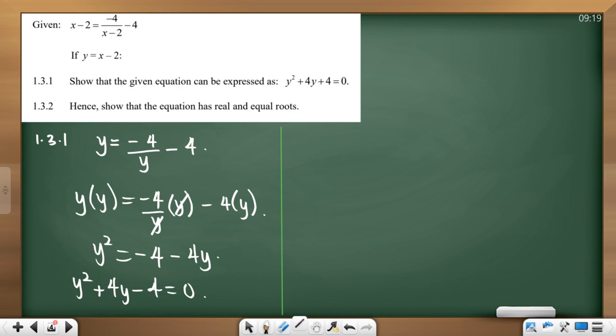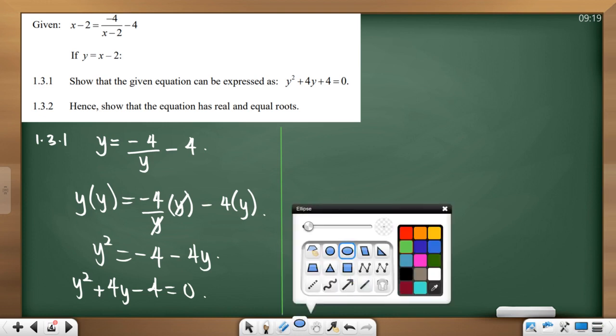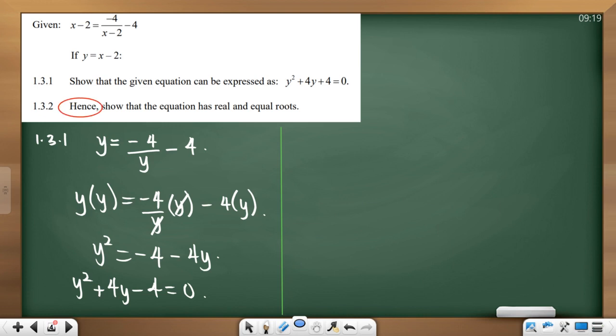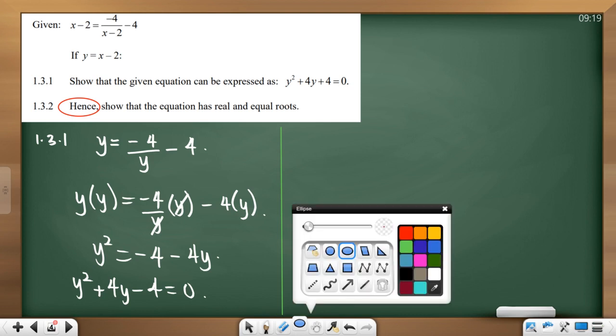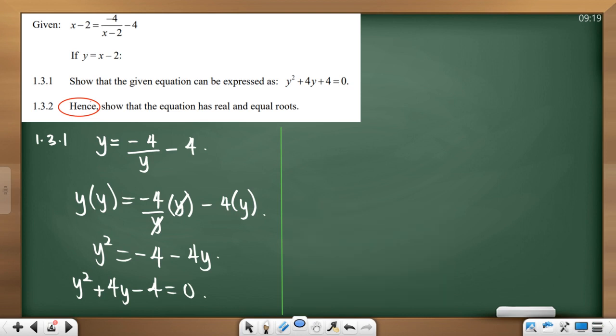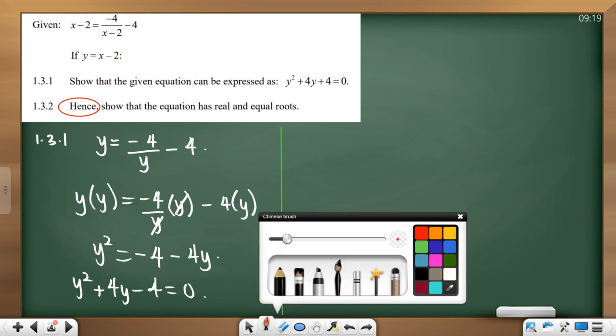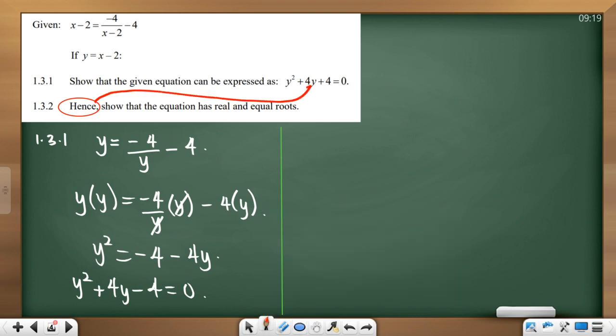Hence, now please take note. When the examiner says hence, learn this right now in case you didn't know, and let it stick to you, whatever you know. Hence means start from the previous answer. When they say hence, it's a continuation, continue from whatever you got. So that means we're going to start from y squared plus 4y plus 4 equals 0.